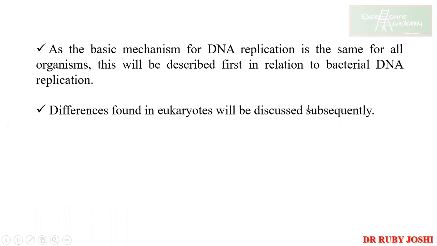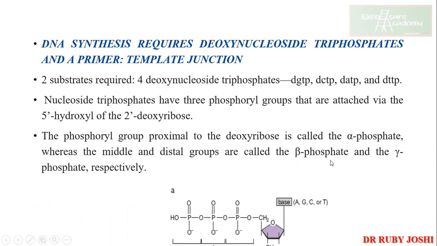So DNA replication, basic mechanism, first we are going to study, and then we'll see how it varies in bacteria and eukaryotes. So first thing is first, how the DNA is being synthesized. We know those are the basic two requirements, and those are the dNTPs. Now dNTPs means deoxynucleotide. So we have got how many? 4. G, C, A, and T.